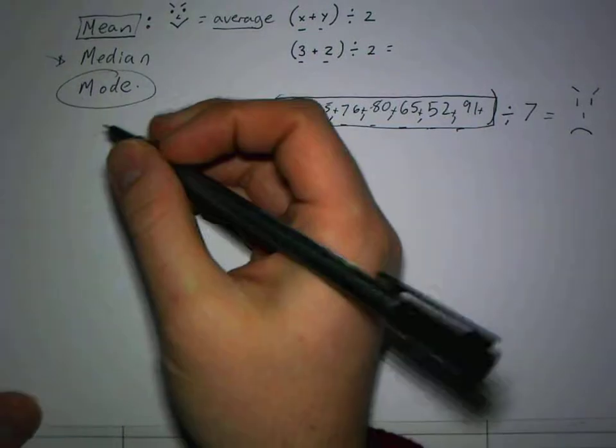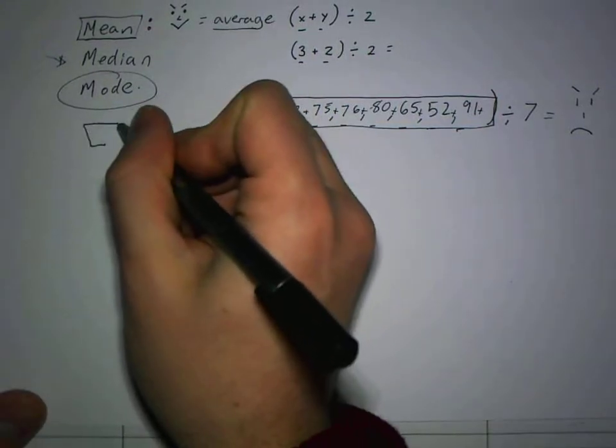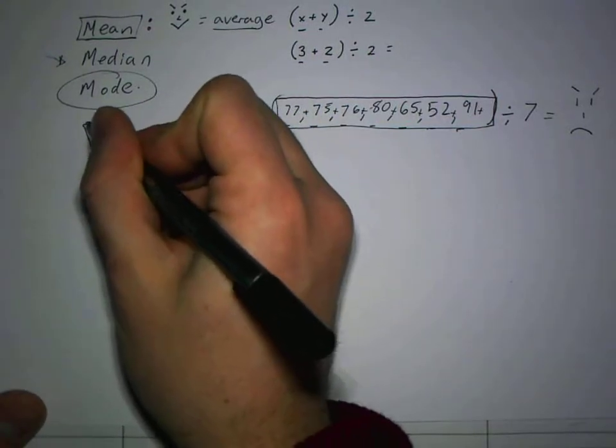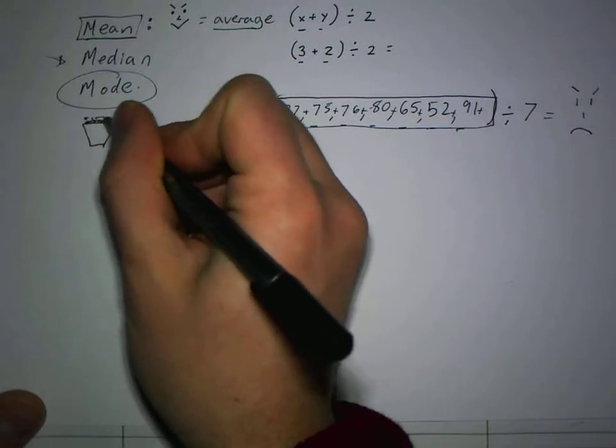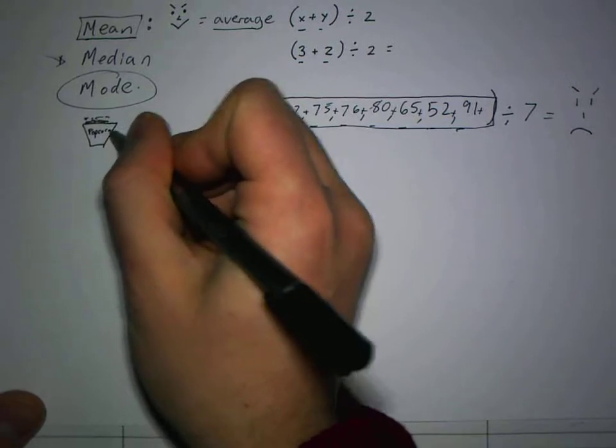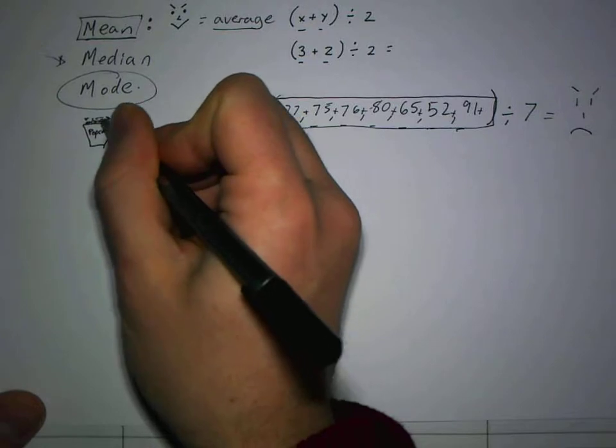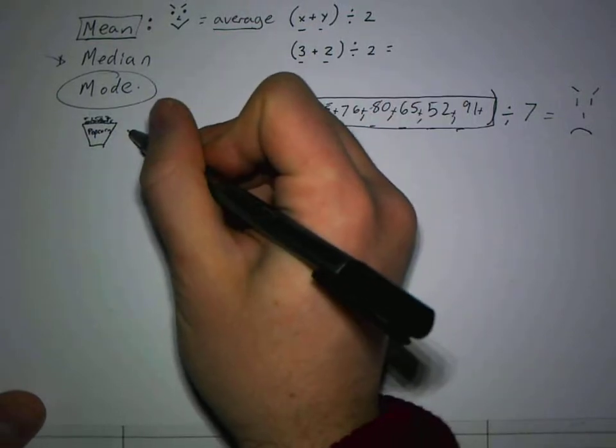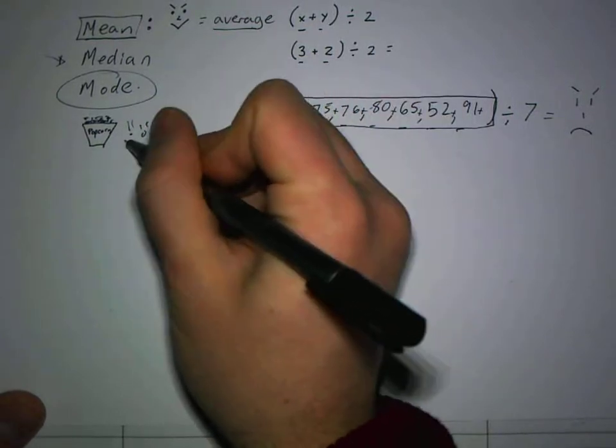I like to think of mode as popcorn. Why do you think I like to think of it as popcorn? Think about it. It has to do with numbers. And when you make popcorn, certain things go pop. They just pop up, and some of them don't.